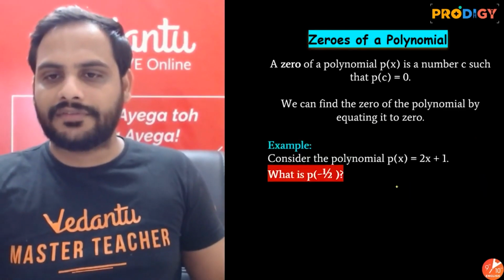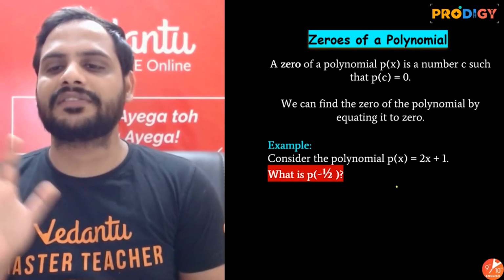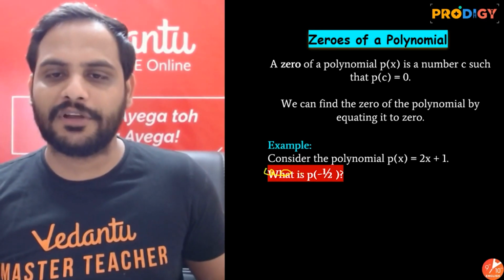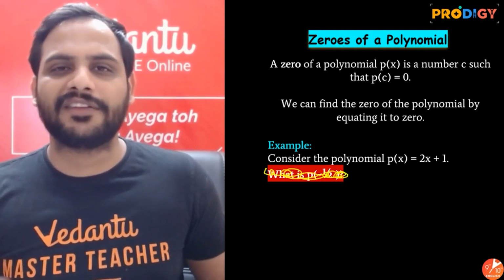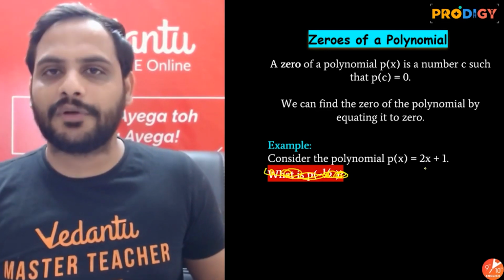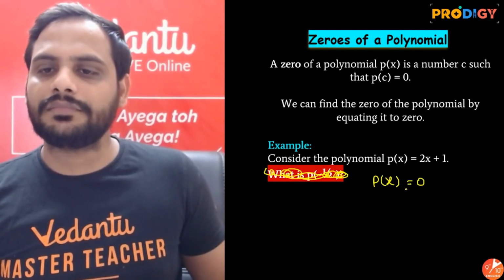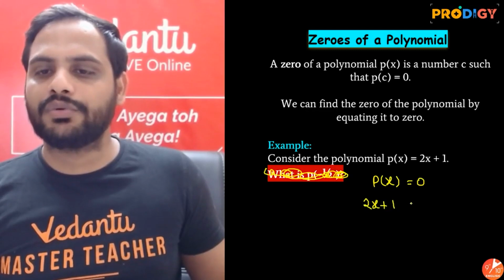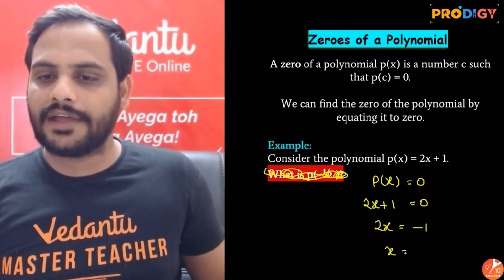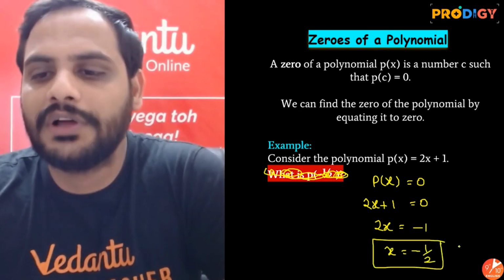For example, I have this question over here. Consider the polynomial p(x) equal to 2x plus 1. Let's say I'm asking you what is the 0 of this polynomial. Simple, beta. Make this polynomial equal to 0. We have 2x plus 1 equal to 0. You get 2x is equal to minus 1. X is equal to minus 1 by 2.